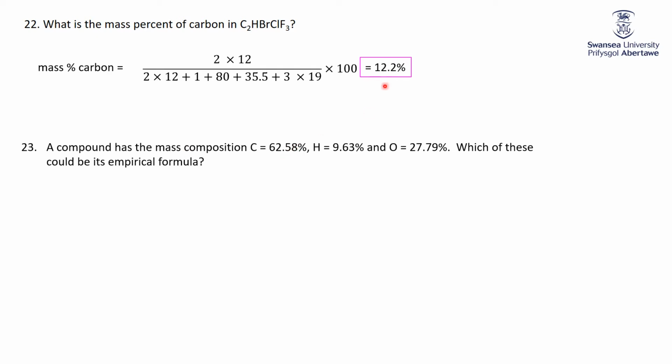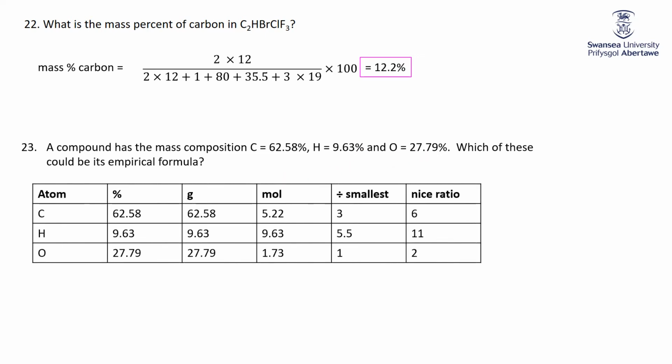We'll apply this in this next question, in which now I give you the mass composition, so that's the percent by mass, in other words this bit here, and we have to work backwards for it. 62.58% carbon, 9.63% hydrogen, 27.79% oxygen. So anyway, I've sort of put all this together in one big table rather than revealing it bit by bit.